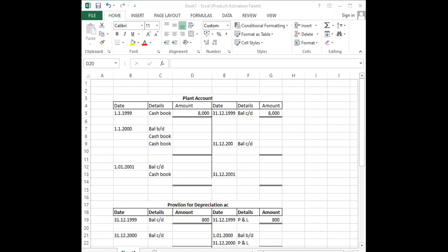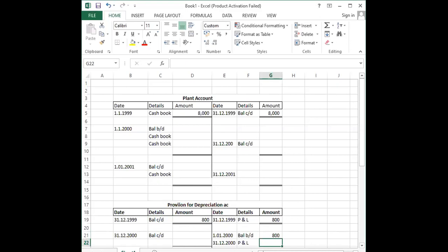Are we able to see that? That will be the balance carried down. And therefore, this balance that we have carried down here must be taken to be balance brought down on 1st January year 2000. Do you see that? That 800 will be your balance that year.